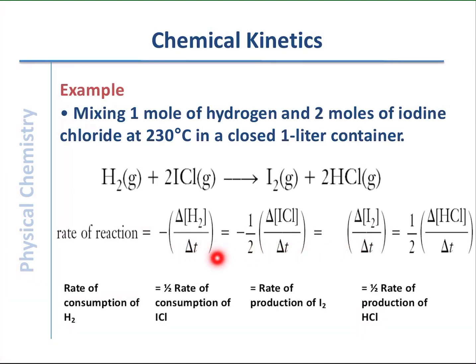either reactants or products. So we can conclude that the rate of consumption of hydrogen equals half the rate of consumption of iodine chloride, equals the rate of production of iodine, equals half the rate of production of hydrogen chloride.